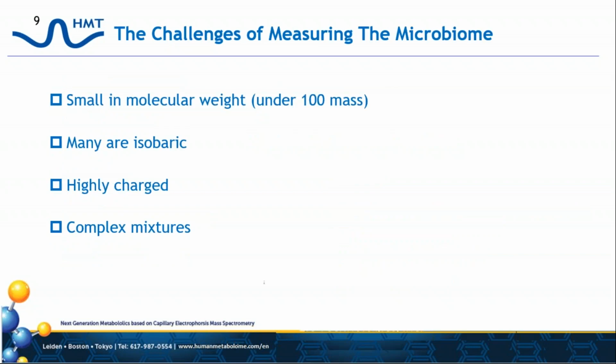The challenges then in measuring these metabolites is that they do run from very small, under mass of 100, up to very large, up to 1,000. Many of them are isobaric, meaning they have the same mass and maybe chemical formula, but different structure. They can have branched versus linear, for example. They often are very highly charged, sulfates, phosphates, guanidino compounds. All these in one complex mixture that has to be separated. So you can imagine that there's not one technology that will do it all, so multiple technologies would be required.